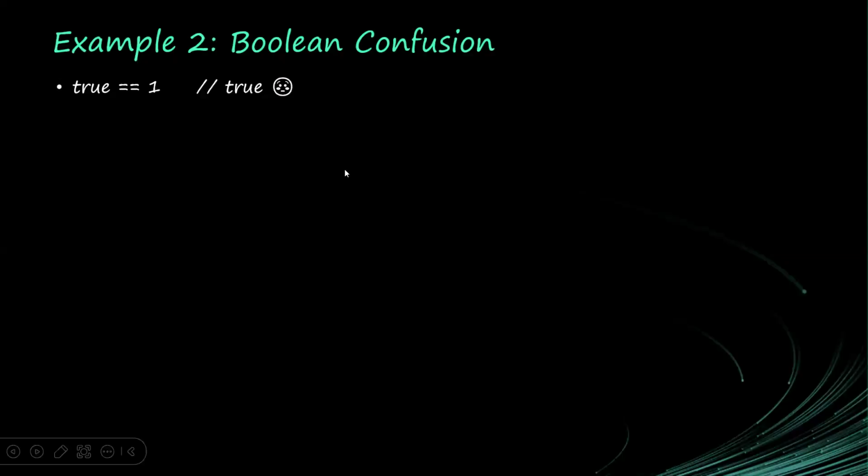So you need to master this. True equal to 1 is true. False equal to 0 is true. Do you understand? Because the 1 will be converted to true, and 0 will be converted to false.